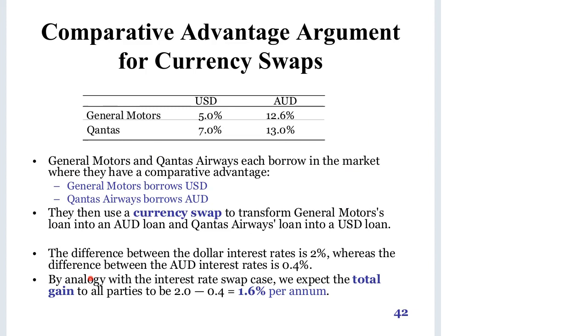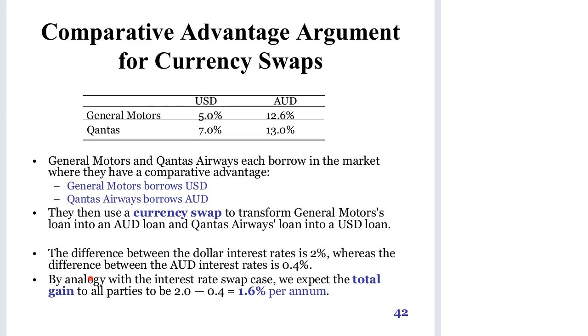Now they have certain costs. General Motors can borrow dollars at 5% and Australian dollars at 12.6%. Qantas pays 7% and 13%. Look at it: Qantas obviously pays more in both markets, but in the dollar market, Qantas pays 2% more. In the Australian dollar market, Qantas pays only 0.4% more. So there is a huge comparative advantage.